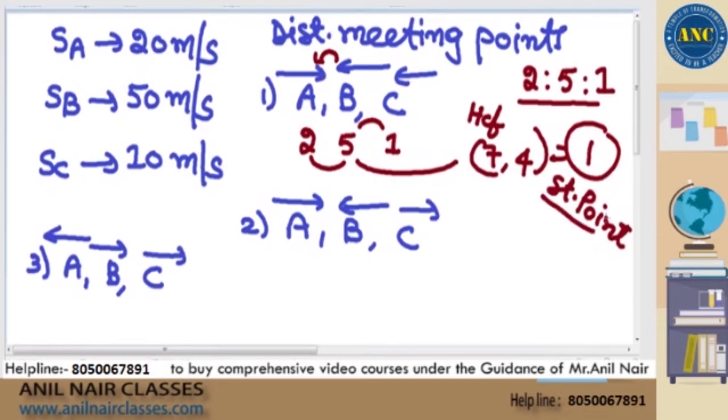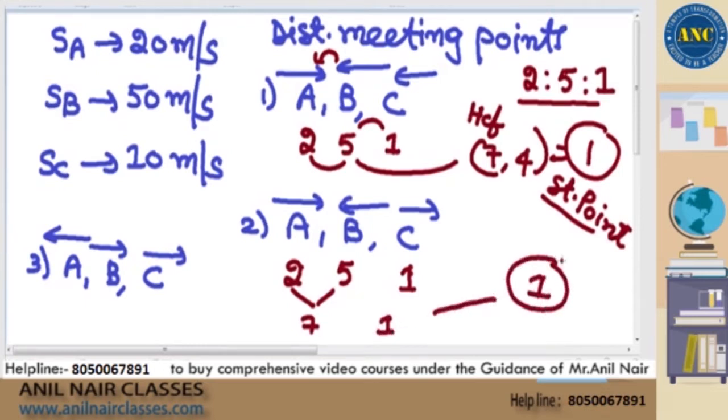Listen carefully. A lot of books will make this concept very complicated. I am trying to teach you in the simplest way possible. This is 2 and this is 5 and this is 1. They both are moving in the opposite direction, so it is 7. Both are moving in the same direction, 2 minus 1, 1. HCF of 1 comma 7, here also it is 1.